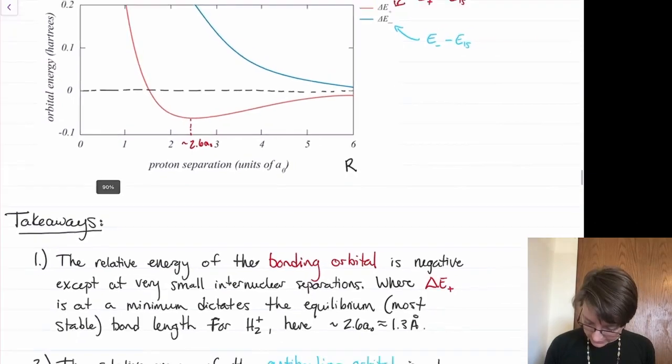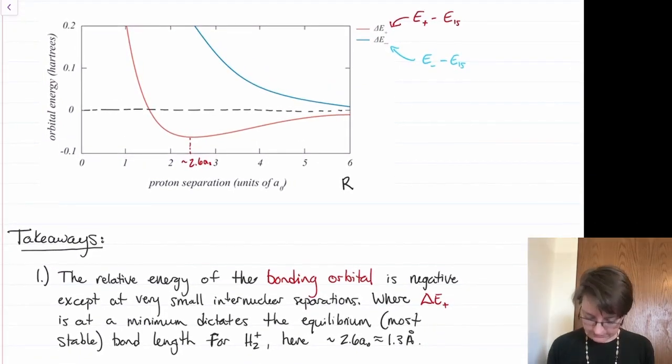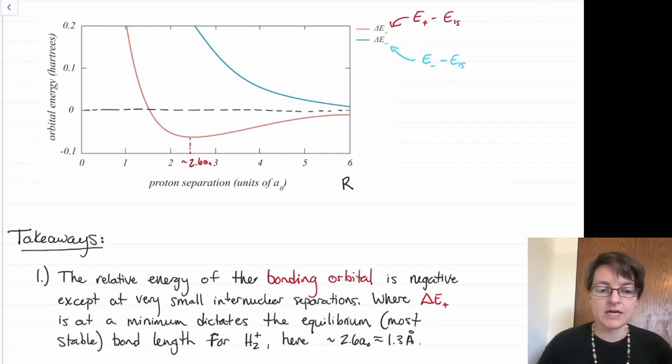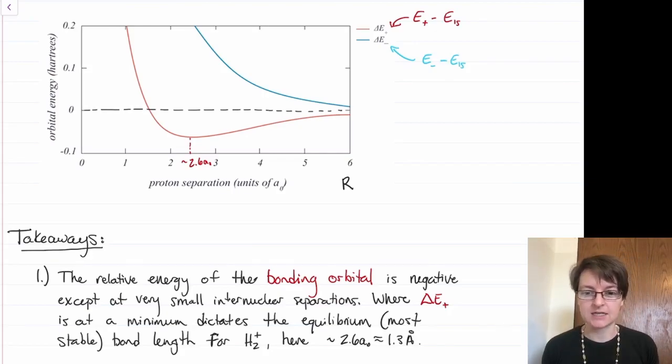There should be a couple of really important takeaways from this graph that I want to highlight for us. The first takeaway is that the relative energy of the bonding orbital is negative, except at fairly small internuclear separations. Where this bonding orbital is at a minimum is going to dictate the desired equilibrium bond distance of the molecule. So we can predict from this molecular orbital theory that the H2 plus molecule is going to have a stable bond length of around 1.3 angstrom.